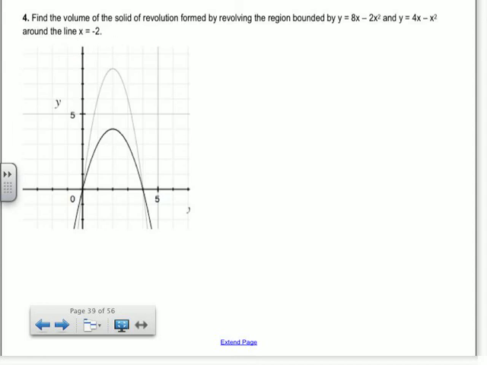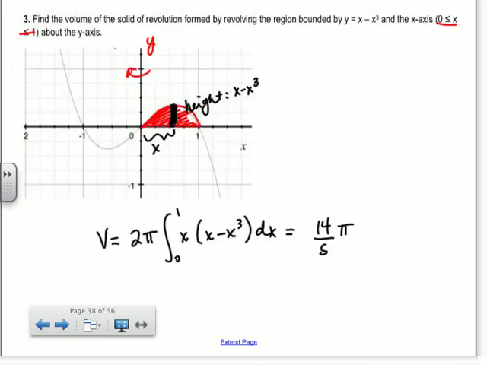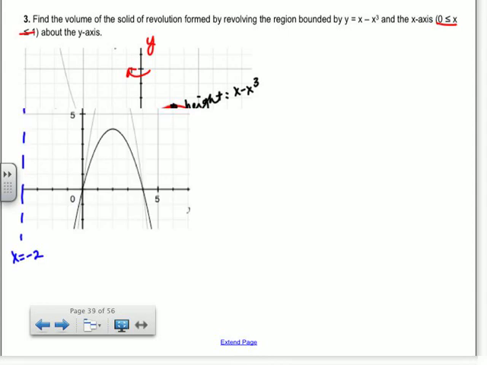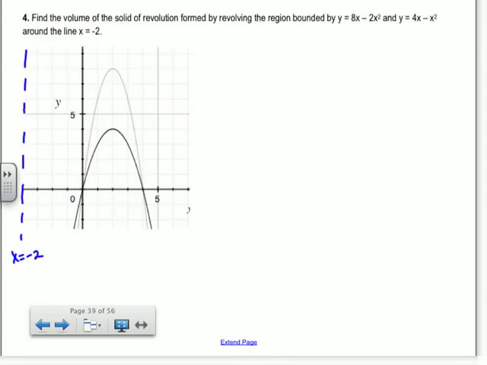Okay, so let's try some where they are not around the x-axis or y-axis. So in this case, we're going around the line x equals -2. Oh yeah, you need to go back. Yep, right there. 4 pi over 15. Okay, thanks. You guys didn't correct me. 4 pi over 15. That makes a lot more sense.